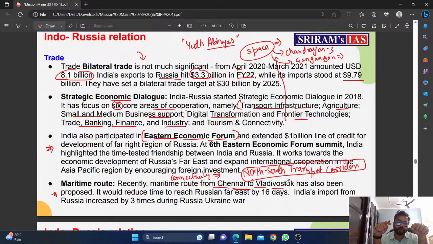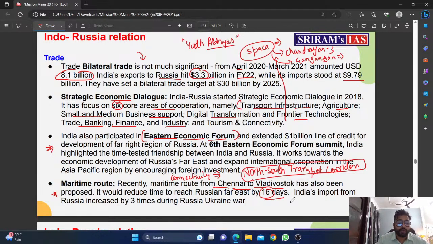The north-south corridor will go from the Arabian Sea, from Mumbai to Iran, and then from Iran to Central Asian countries, reaching Russia via Kazakhstan, Uzbekistan, Tajikistan, Turkmenistan. And from this side, we are also building maritime routes from the Strait of Malacca, South China Sea, East China Sea, and then reaching Vladivostok. So both the routes are becoming much faster. For example, on this eastern route, we can reach Russia right now from Chennai in just 16 days.